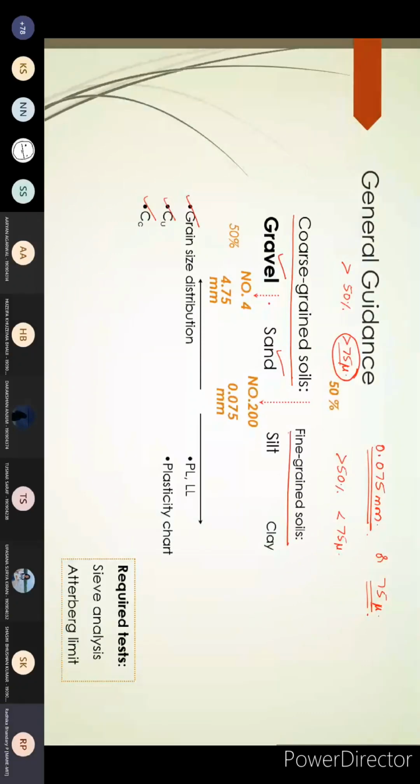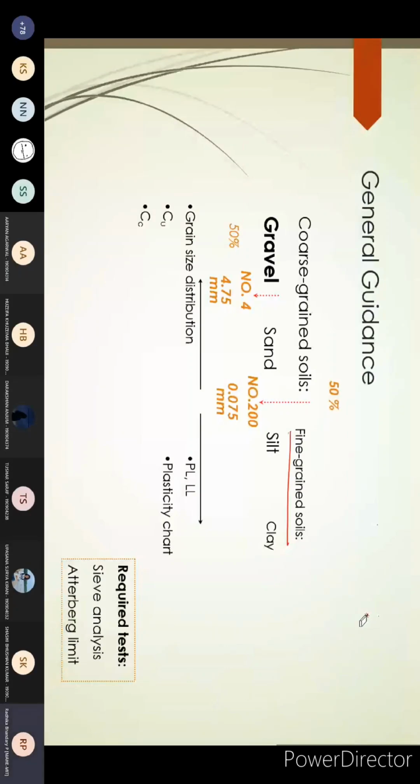Whereas when we have to further classify fine grain soils, whether it is silt or clay, along with the grain size distribution, we need liquid limit, plastic limit, and the plasticity chart to further classify the soils. Okay. Now in coarse grain, you have whether it is sand or gravel, and in fine grain, you have whether it is silt or clay, or whether the soil is plastic. So if it is plastic, it contains more clay, or whether it is non-plastic. So if it is non-plastic, it means silt portion is more.